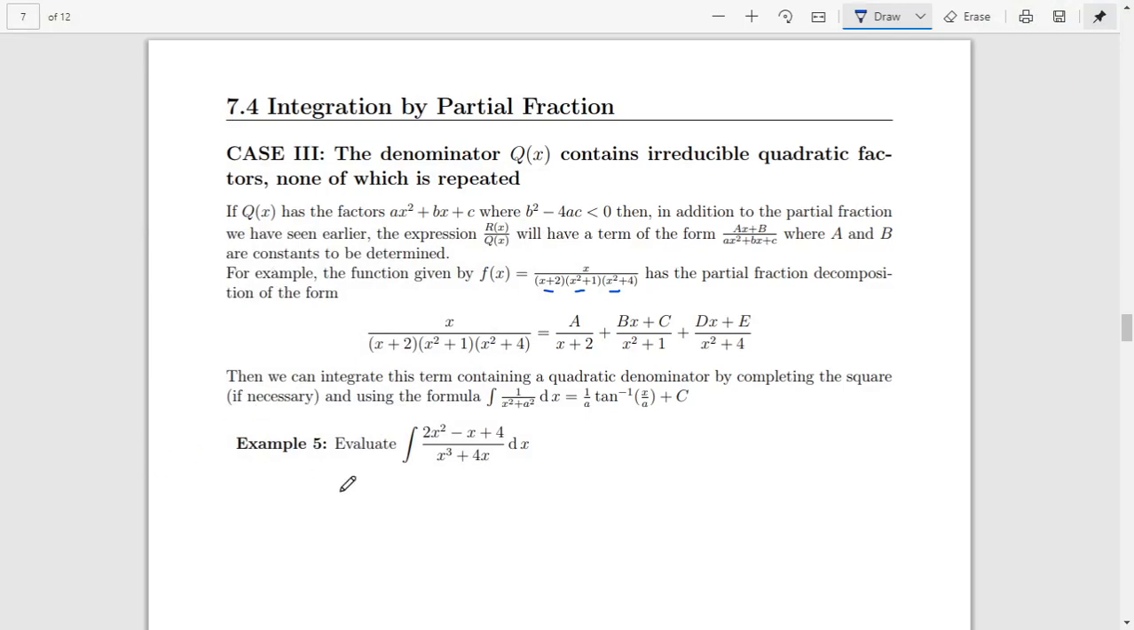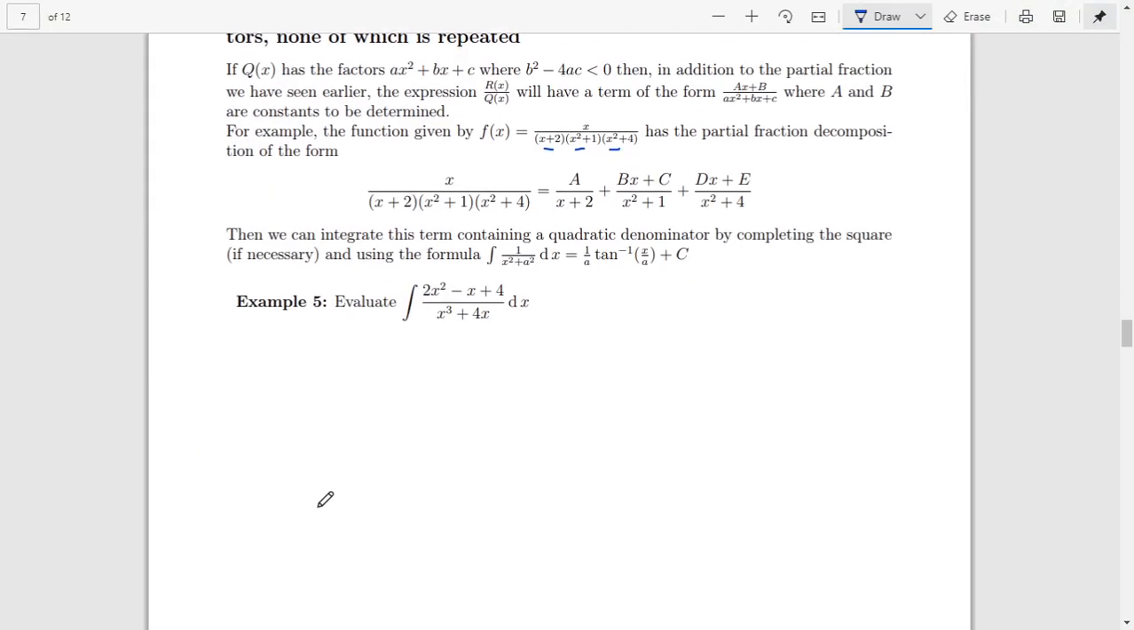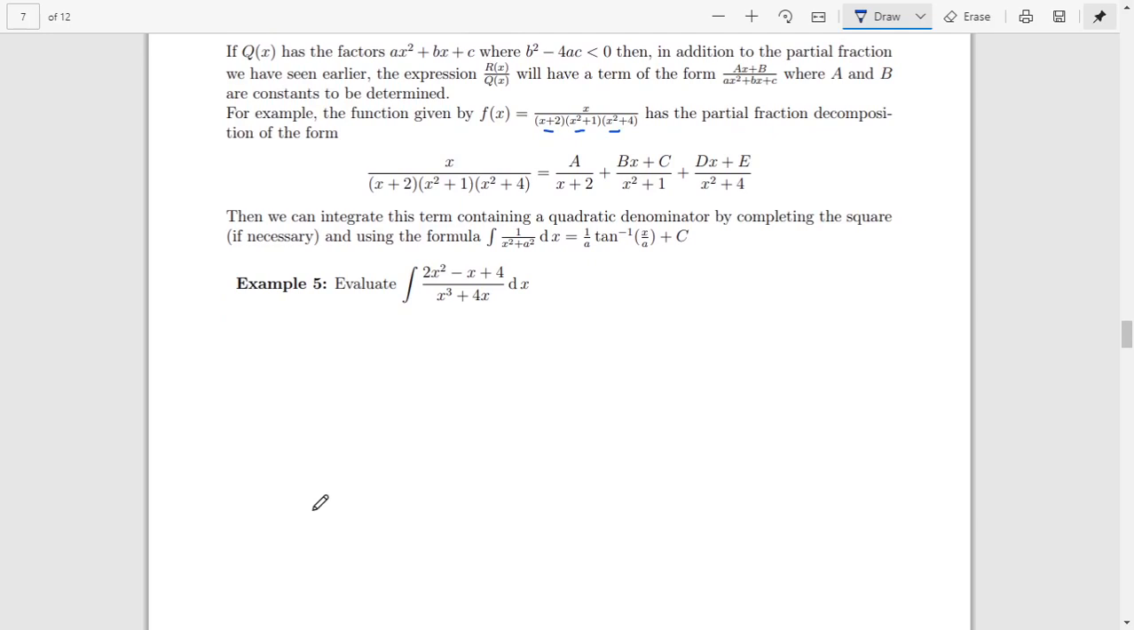Imagine we are asked to integrate this function given in example 5. The first thing we need to do is to factorize the denominator here. Why is that the first thing? This is a proper fraction. So since it's proper, we don't need to carry out any long division. The degree of the numerator is 2, the degree of the denominator is 3. So the degree of the numerator is less than the degree of the denominator. We can now split into partial fractions.